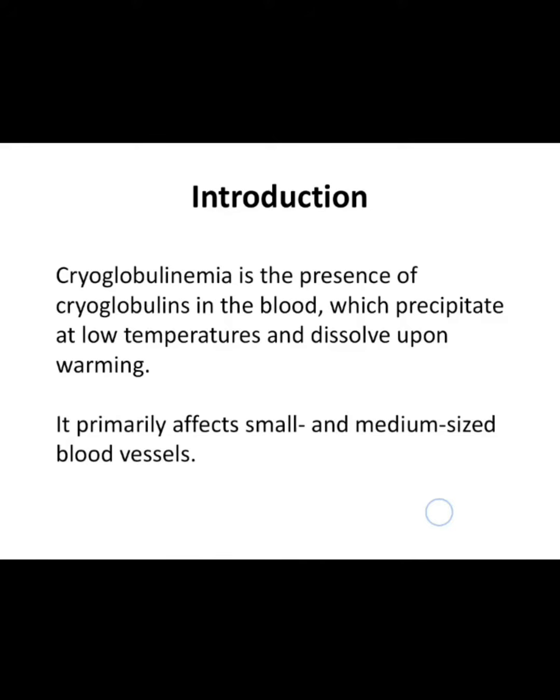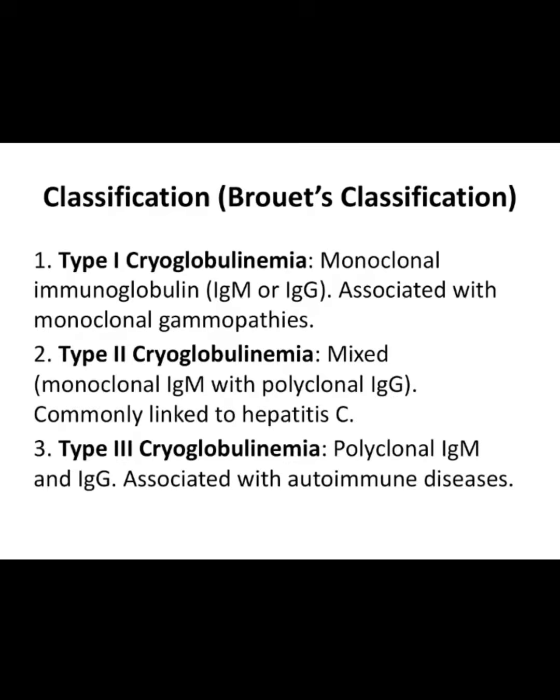It primarily affects small and medium sized blood vessels. Coming to the classification, which is given by Brouet, there are three types based on what type of cryoglobulins we get. In type 1, we get monoclonal immunoglobulins, that is IgM or IgG, and this is associated with monoclonal gammopathies. The examples are multiple myeloma and Waldenstrom macroglobulinemia.